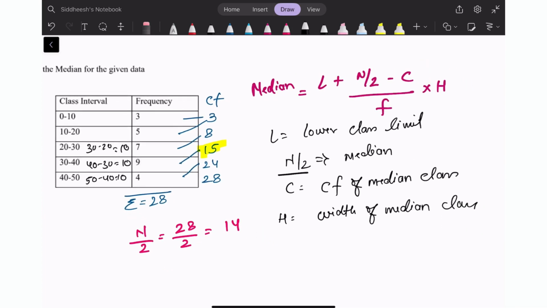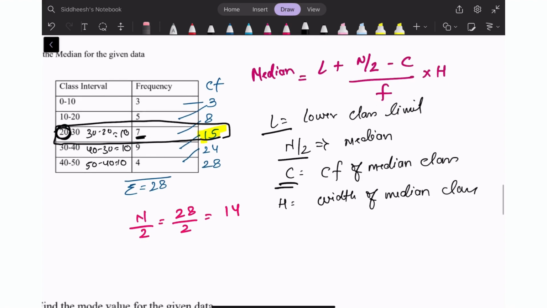What about lower range? In this part we have to search in this table because our C is what? 15, correct? Now our F is what? 7. What about lower limit? It is 20. What about H? It is 10. So let's put the formula with numbers now to solve it. So our L is what? 20. That is the lower limit, correct?